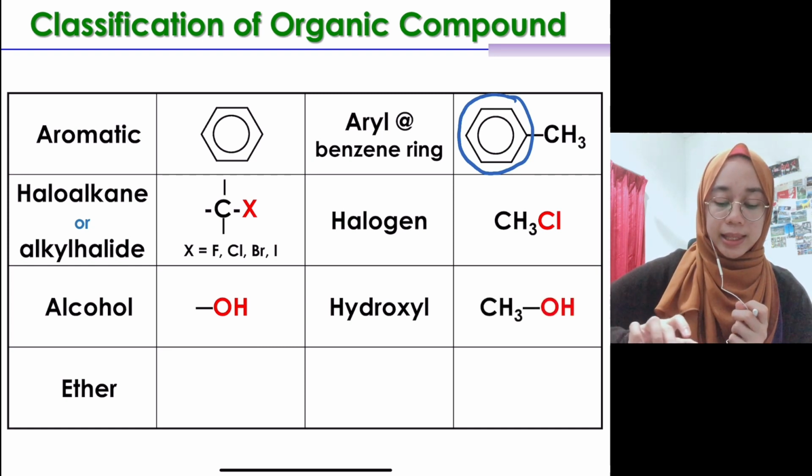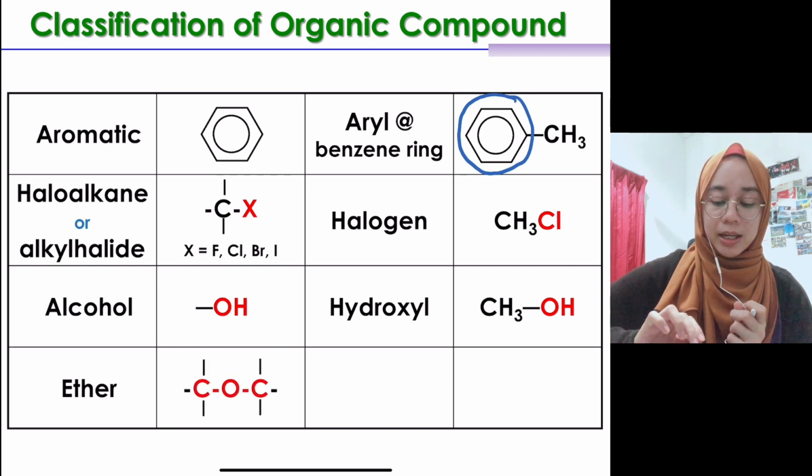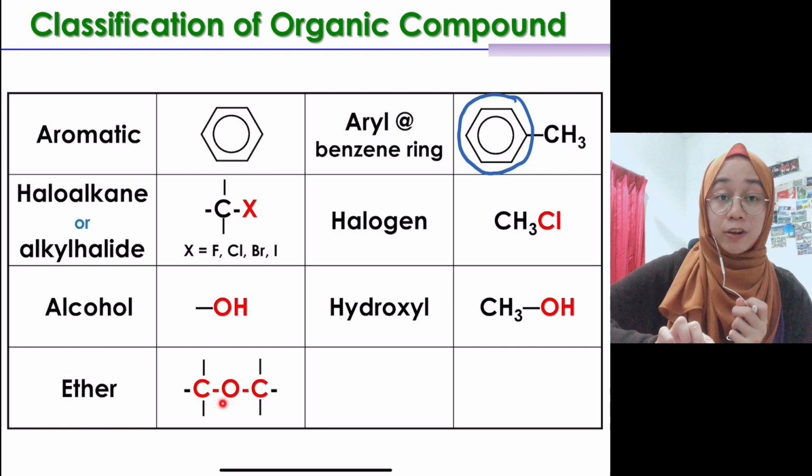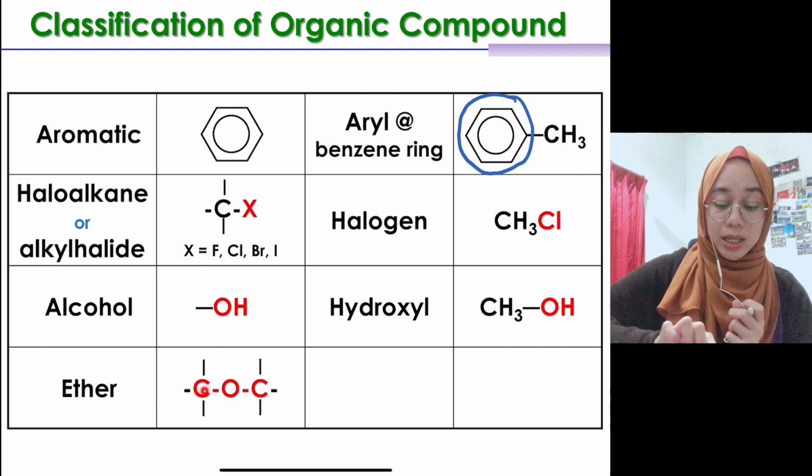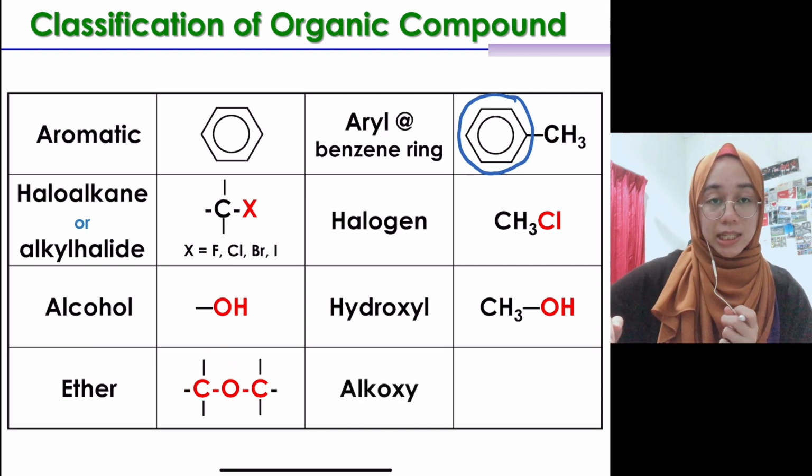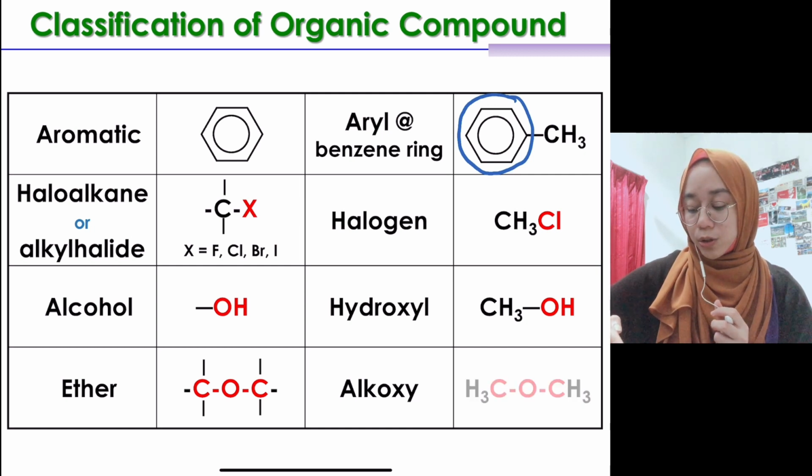And kita ada pula ether. Ether pula, okay, adalah bila between C dengan C kita ada O. Okay, and there's no double bond involved kat sini, semuanya single bond saja. So COC. Okay, even dekat C yang ni pun semuanya single bond, single bond, single bond. C yang ni pun single bond, single bond, single bond. Okay, so as long as kamu nampak ada COC, that is ether, and the name of the functional group is alkoxy. Okay, so yang ni contoh dia adalah CH3OCH3.